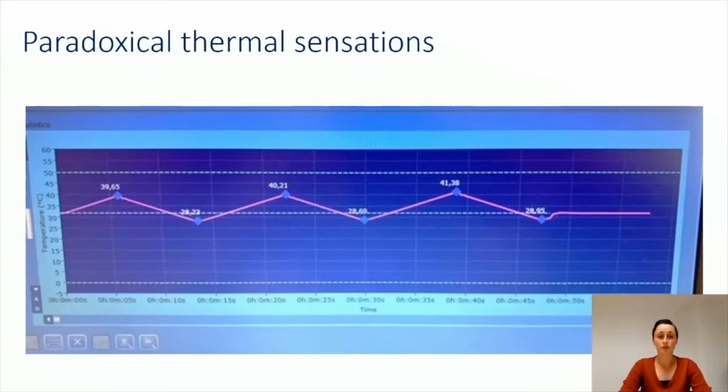Especially in peripheral neuropathy, we see that subjects lose the ability to correctly classify cold as a cold sensation. And we see that the cold is actually being perceived as warm. So by doing a test as this, we can detect paradoxical thermal sensations.